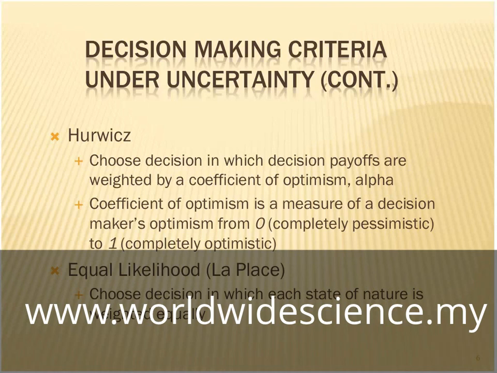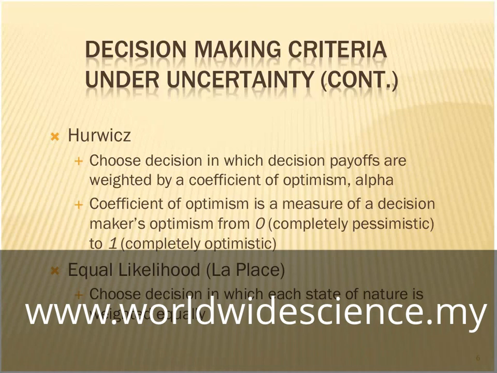For example, you can allocate 0.2 to high demand and 0.8 to low demand. This is the coefficient of optimism, meaning you are optimistic that this state of nature will happen. This method is called Hurwicz, and the last method for uncertainty is equal likelihood, Laplace.